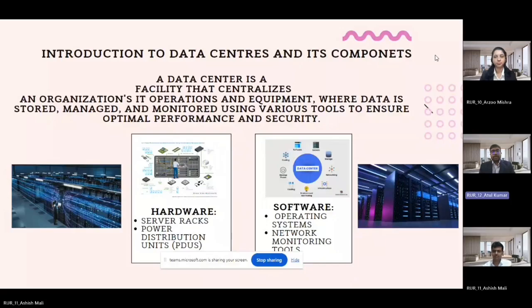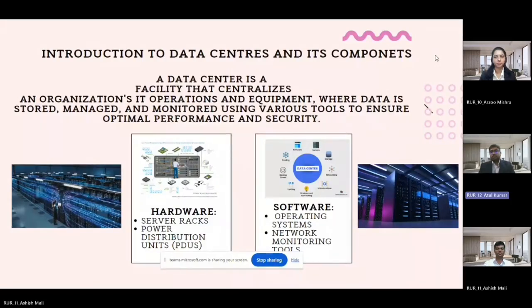So companies like Google and Amazon, which have data of millions of customers, started data centers. A data center is a facility that centralizes an organization's IT operations and equipment, where data is stored, managed, and monitored using various tools to ensure optimal performance and security.